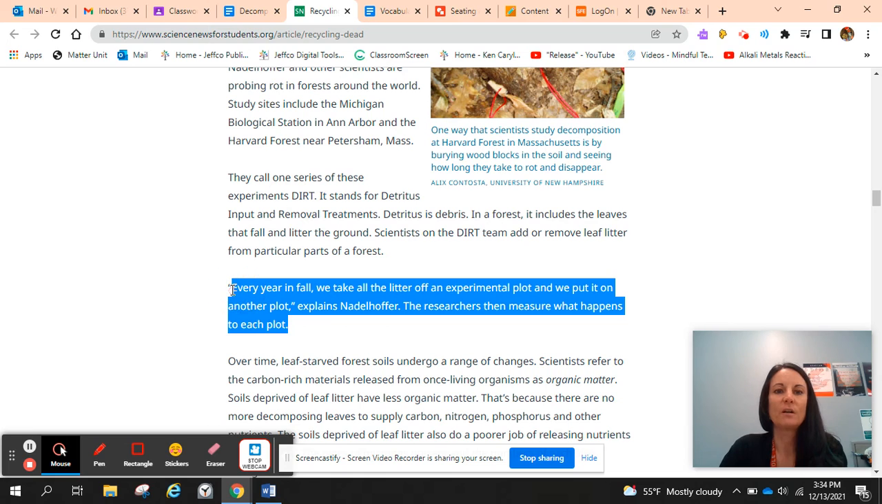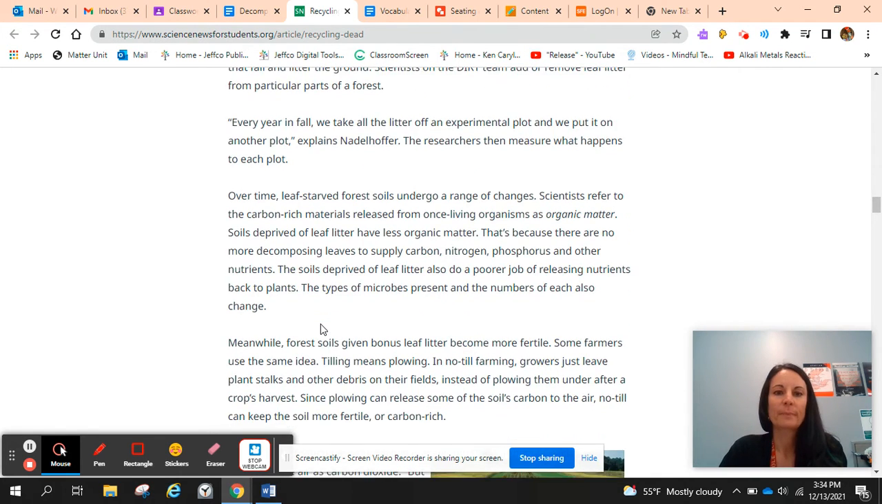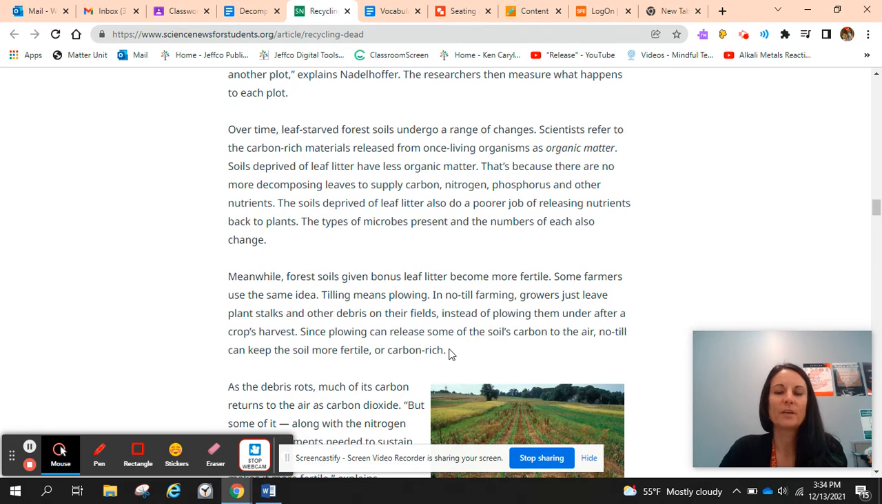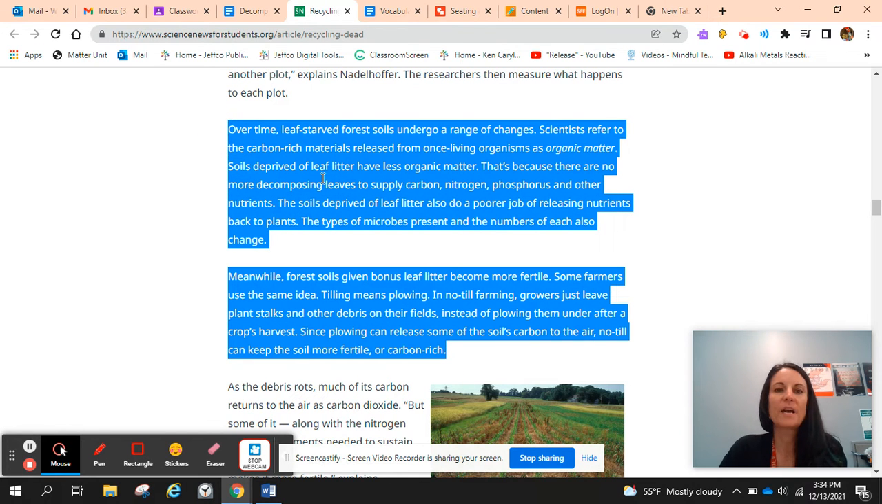So every year in the fall, they take all the leaf litter or old leaves off an experimental plot and put it on another plot. And then they measure what happens to each plot. So here's a little bit about what they find out. Over time, leaf starved forest soils undergo a range of changes. Scientists refer to the carbon rich materials released from once living organisms as organic matter. So, organic matter is just stuff that was once alive that now has died, like a leaf or a stem that has fallen off a tree.